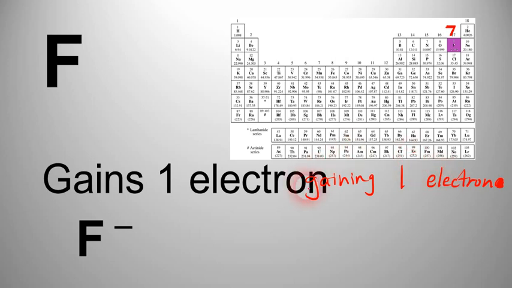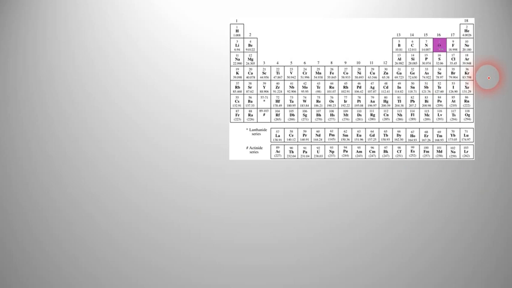Now, why is it negative? Well, because electrons have negative charges. And so when you gain 1 electron, what you're gaining is a negative charge. In fact, we find that all of these elements here in group 17 that have 7 valence electrons are going to do the same thing. They're going to gain 1 electron and have that negative charge.